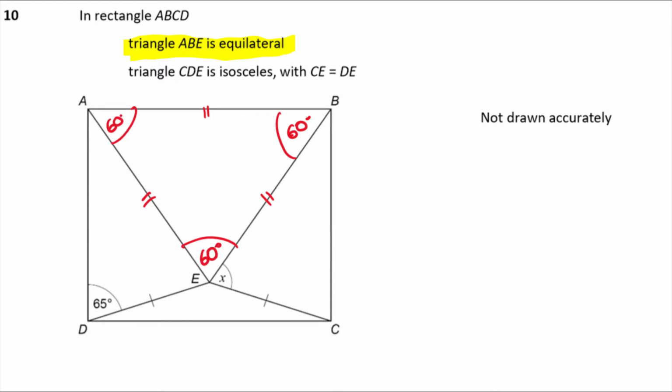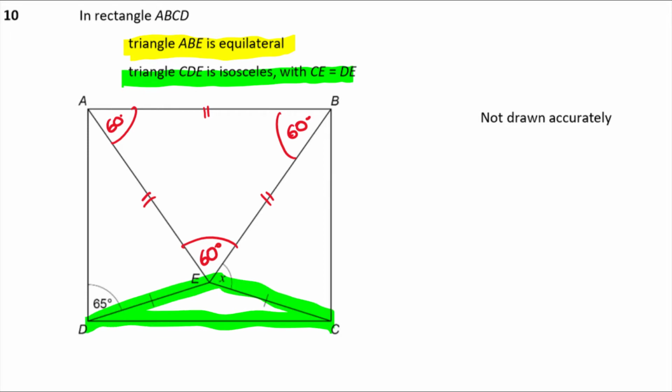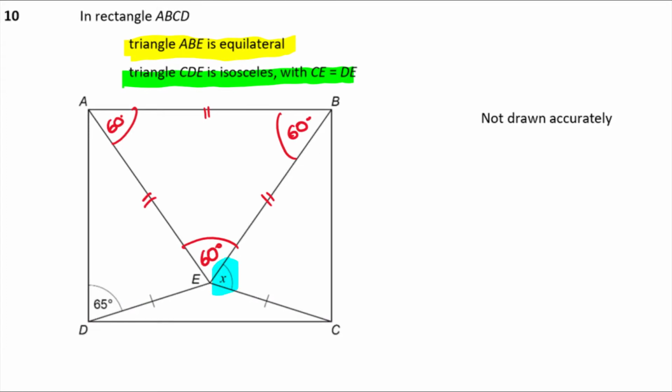Okay, and then the next thing that it says is that triangle CDE is isosceles with CE equal to DE. Where's CDE? We're talking about that triangle there. Now that one has been marked, isn't it? Because they've marked the two little lines there showing that those two sides are equal. So that has been added to the diagram already. So what do we need to do? We need to work out the angle here, this x here. So how are we going to do that then?